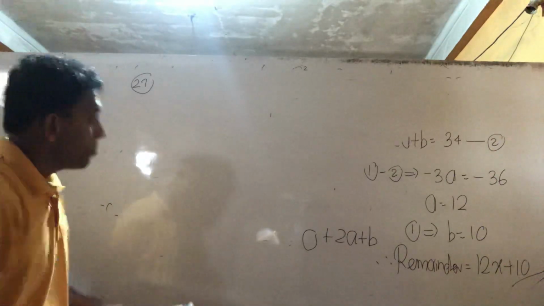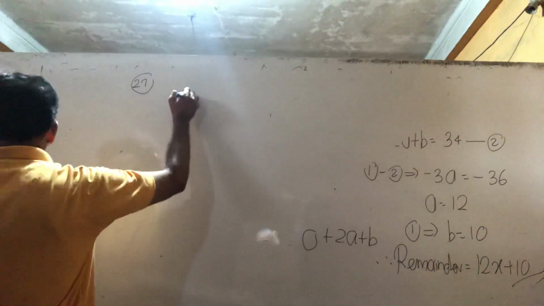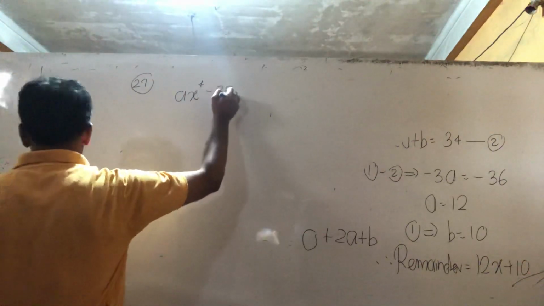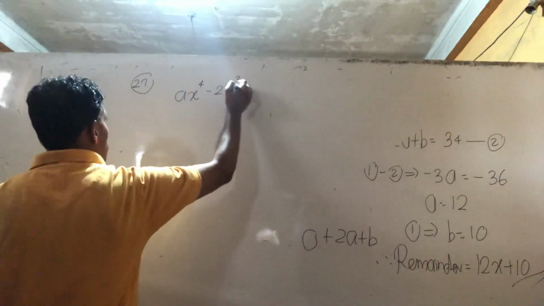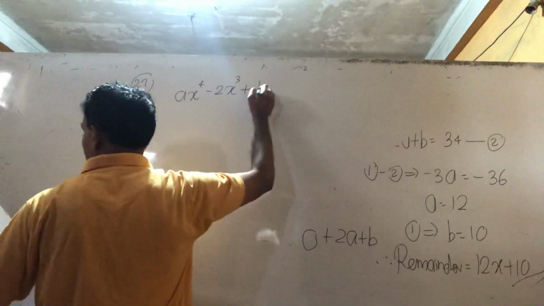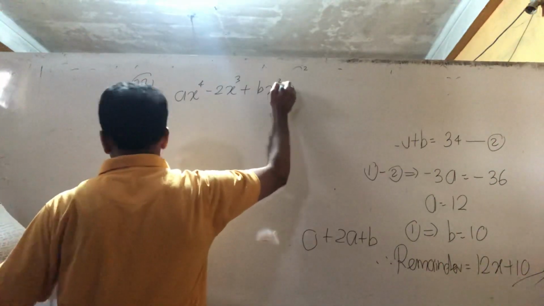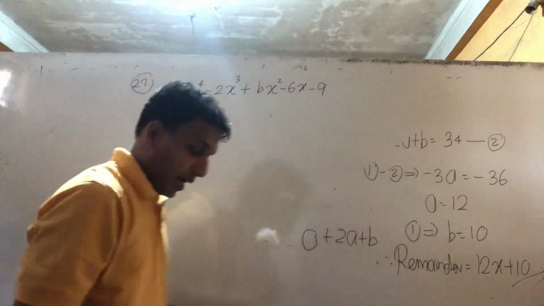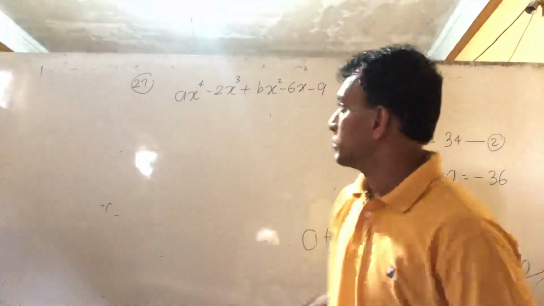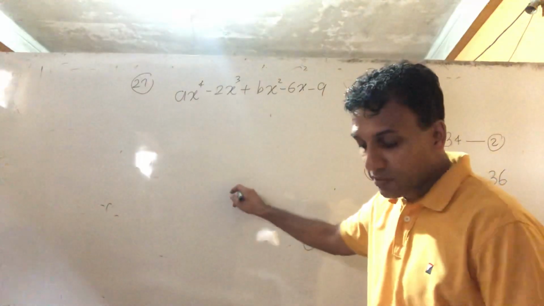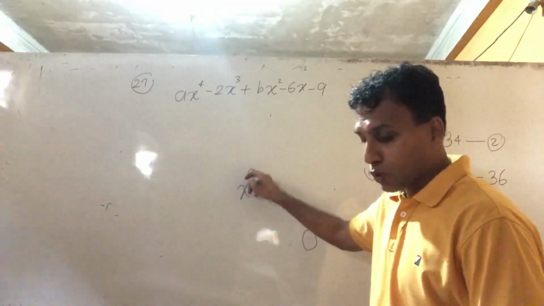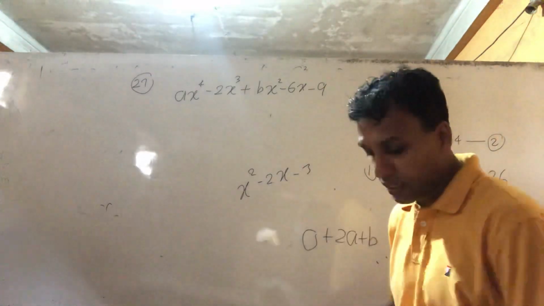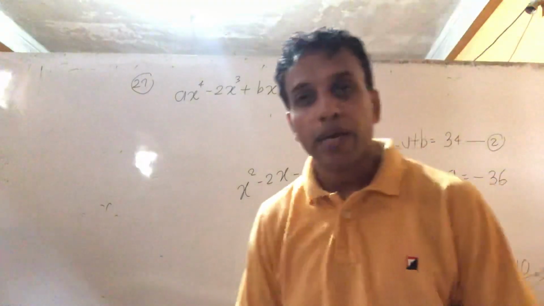If the polynomial ax^4 minus 2x^3 plus bx^2 minus 6x minus 9 is exactly divisible by x^2 minus 2x minus 3, find the a, b values.